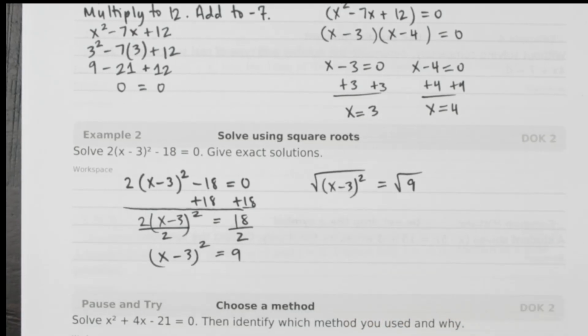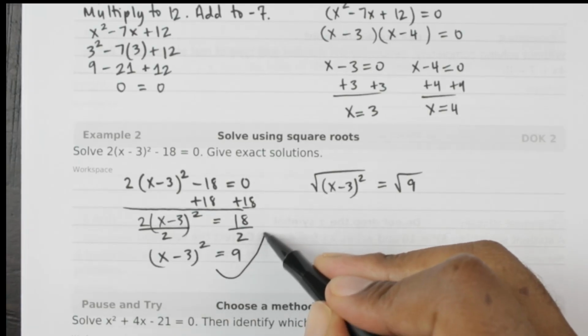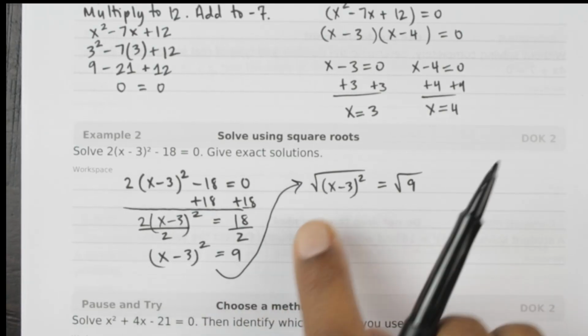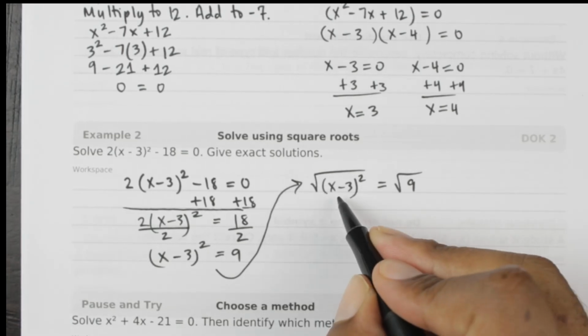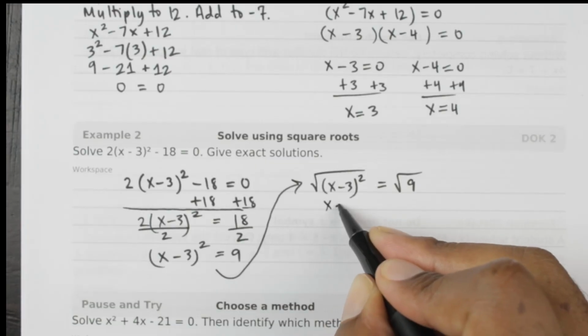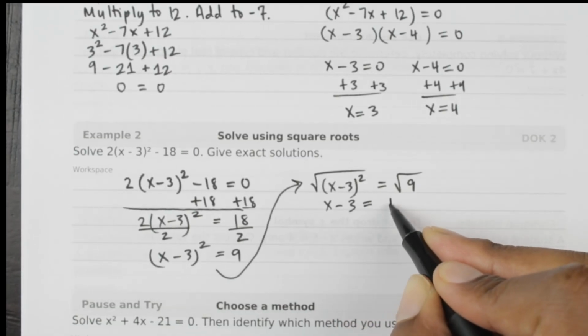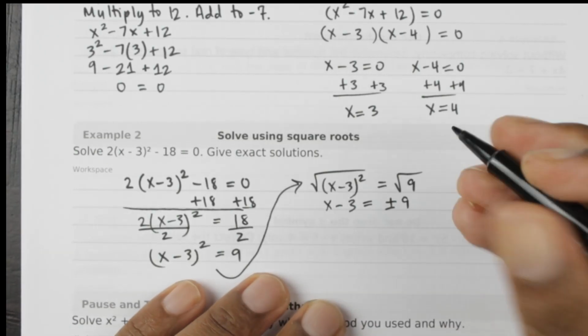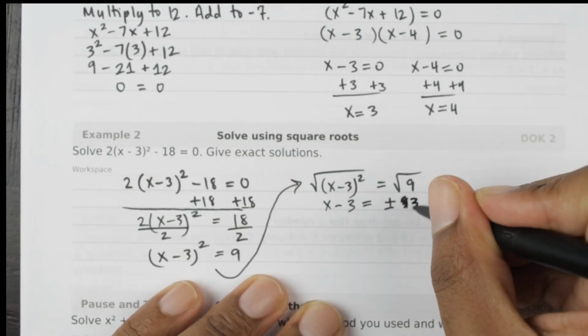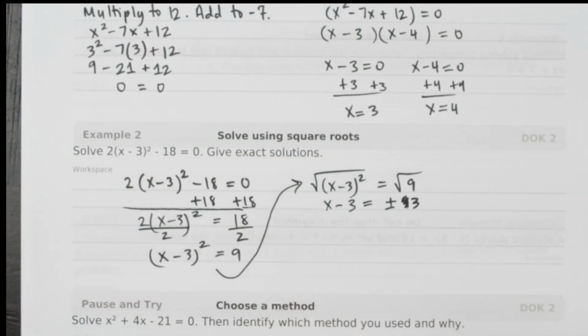Taking the square root of both sides, we end up getting rid of the power of 2. So we have x minus 3 equals plus or minus 3. Plus or minus 3. Okay.